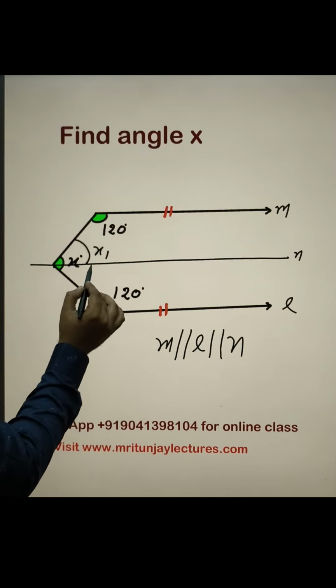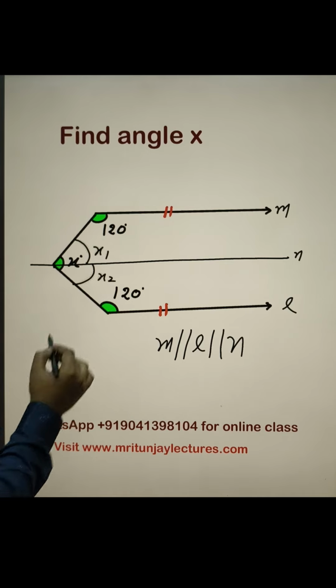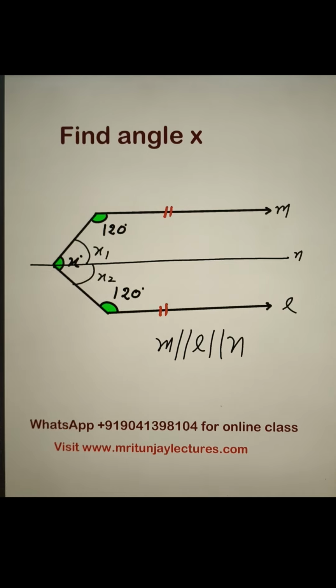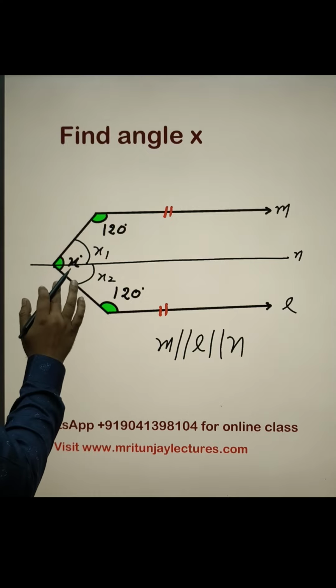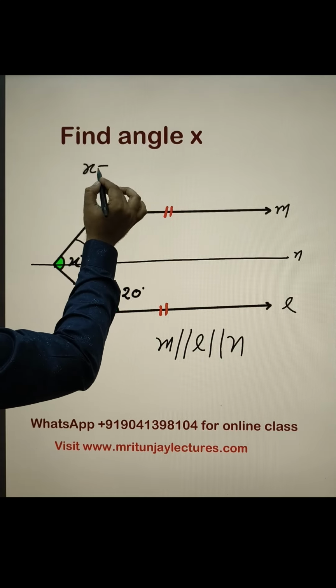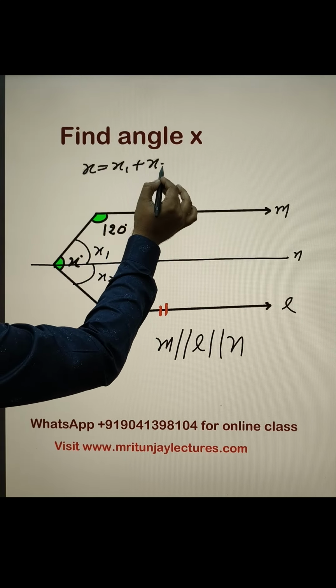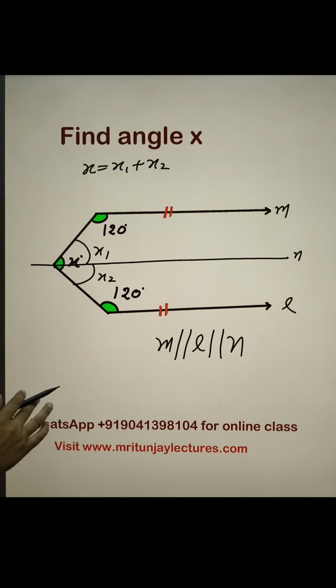Simply x1. And what about that one? X, simply you can consider x2. Clear? Now how can we determine x? X is basically our target. X means x1 plus x2. Clear? Look here very carefully.